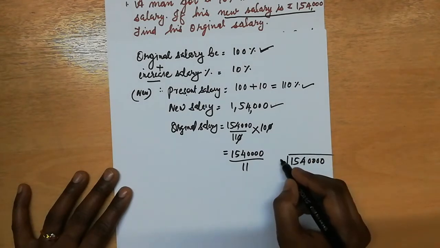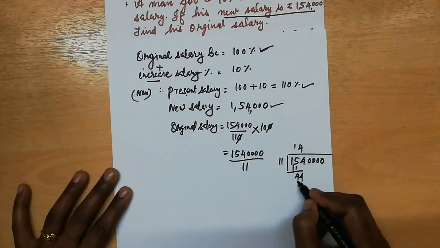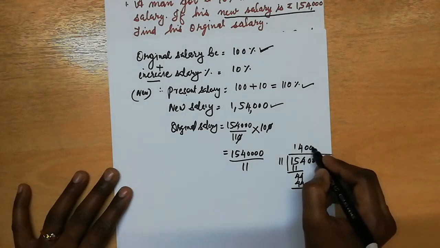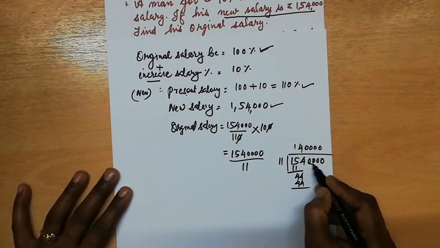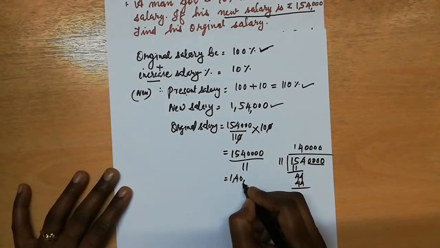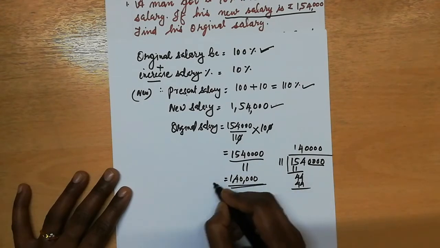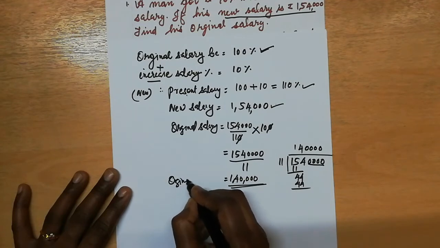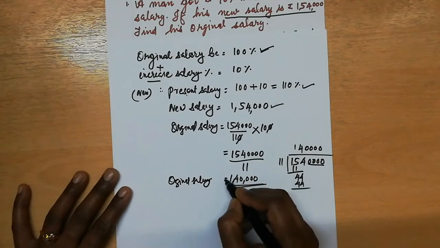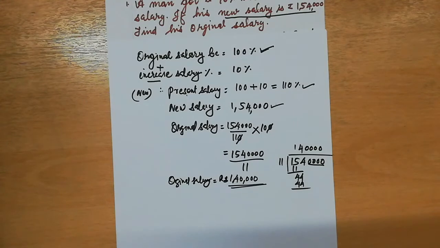15,40,000 divided by 11. 1 time 11, that is 11. 4 elevens are 44. How many zeros are here? 1, 2, 3, 4 zeros. We will write this many zeros here. So his original salary is 1,40,000 rupees. Okay. His original salary is rupees 1,40,000. Clear?